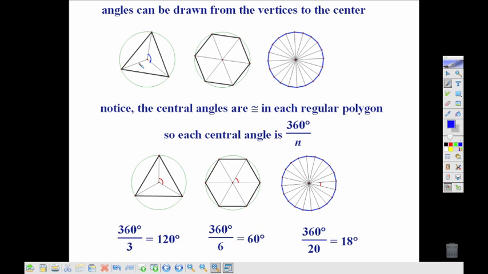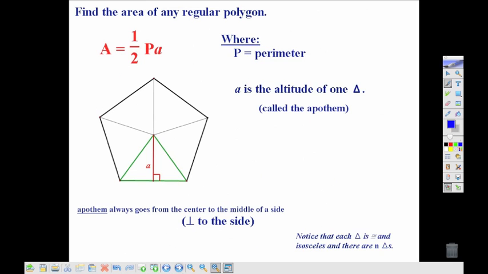Now notice if I have a triangle, that forms 3 triangles or 3 angles in the middle. A hexagon has 6 sides, it forms 6 triangles or 6 angles in the middle. And so we can find the measure of each central angle by dividing 360 by the number of sides. So in this triangle, those central angles will be 360 divided by 3, or 120. For a hexagon, 360 divided by 6, we get 60. If we have 20 sides, 360 divided by 20, we get 18. And that's going to be our first step in finding these.